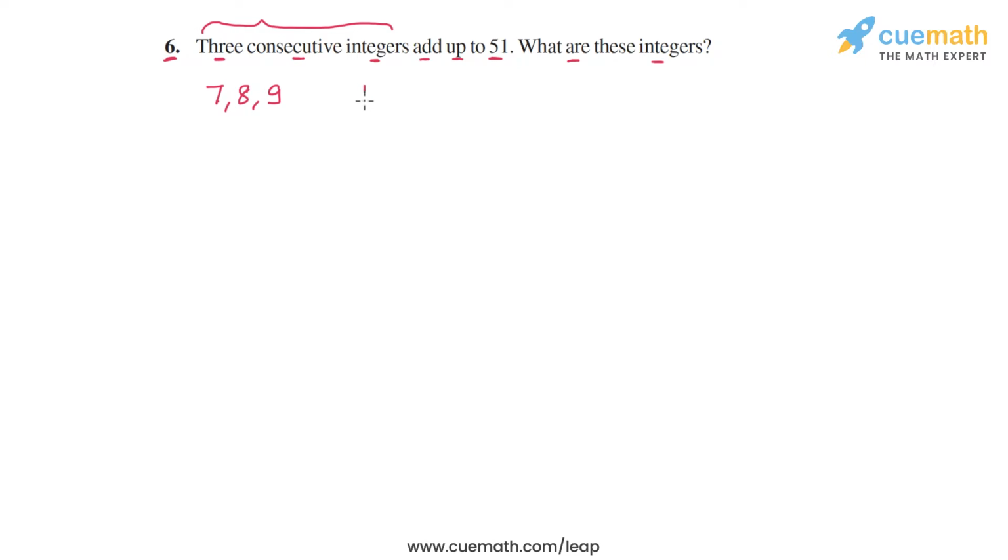Or take 13, 14, 15. These are also 3 consecutive integers. But we have to find 3 consecutive integers which add up to 51. So what we can do is start by assuming the smallest of those integers to be a certain variable. So let's assume that the smallest of the 3 consecutive integers is x.